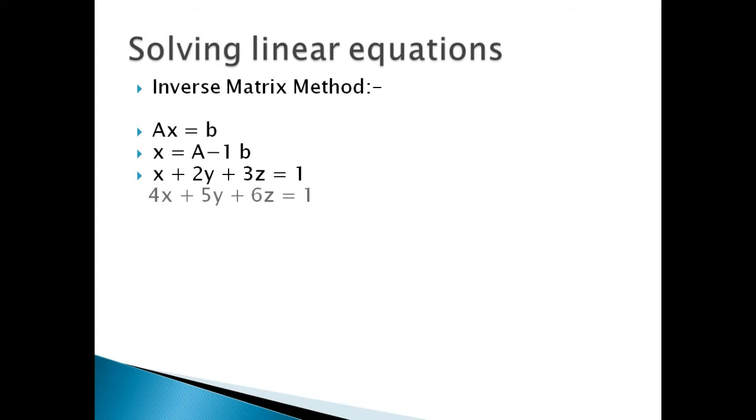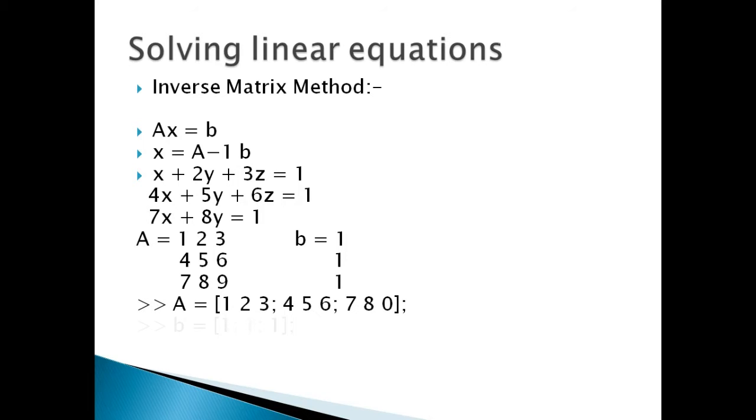So here are some linear equations. Now I convert these linear equations into matrices where A equals 1 2 3, 4 5 6, 7 8 9, and B equals the right hand side values, those are 1 1 1. Now I am going to find out the values of x, y and z. For that I have to use the inverse matrix method. Here I just use the command inv, which I already mentioned in the beginning of this video.